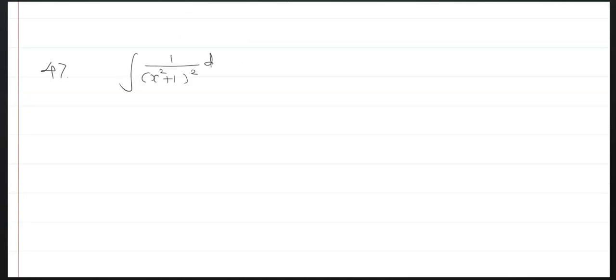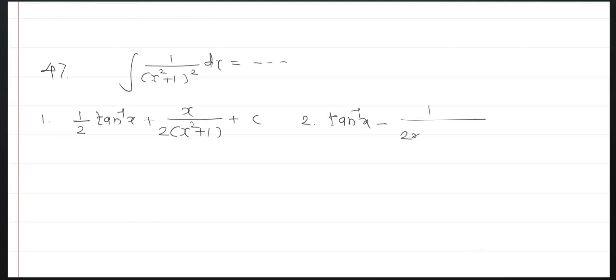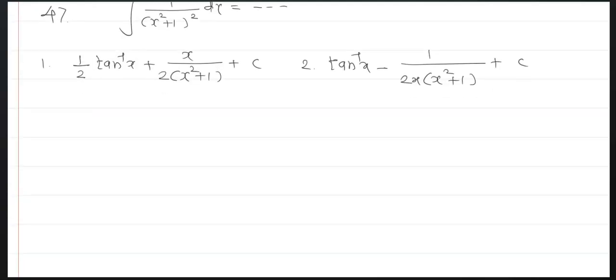Number 47. Integral dx upon (x square plus 1) bracket square. It's a very simple integration. Here we will substitute x is equals to tan theta. These are the options.